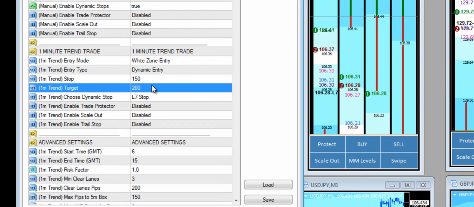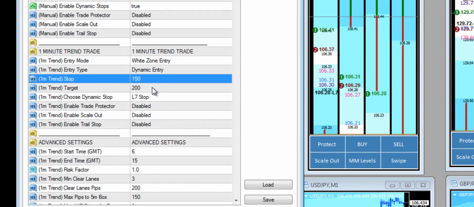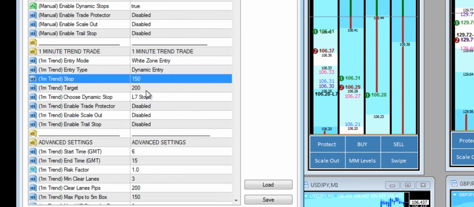So these are the absolute most you can win or lose, what you put in this box right here on a trade. Sometimes you could put in 100 pips and 100 pips and just let the dynamic levels do their thing, and that's it. There's nothing wrong with that.